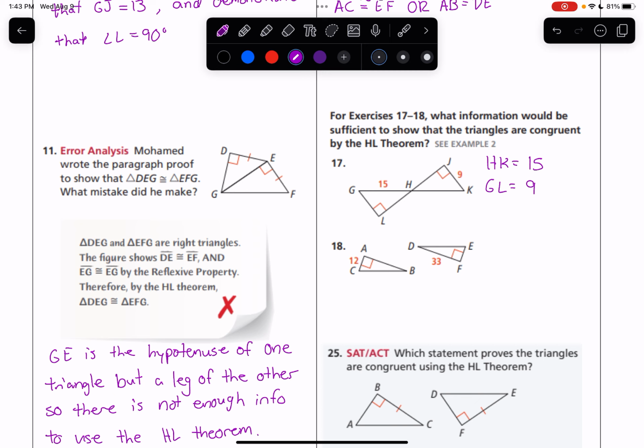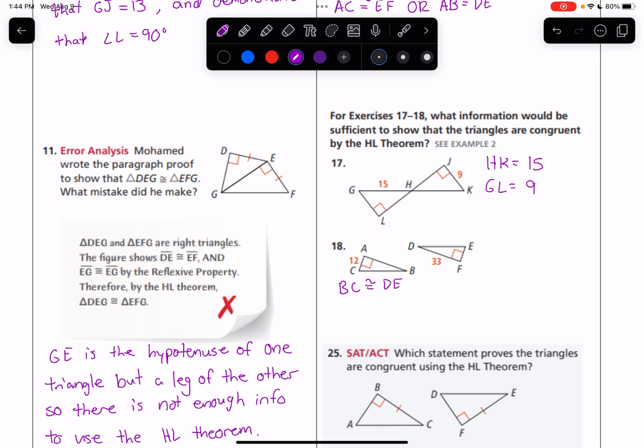we would need to know that, well, first of all, in 18, we don't have either hypotenuse. And in order to use hypotenuse leg, we need to know that the hypotenuses are congruent. So first, we would need to know that BC is congruent to DE. That's important. We have to have that.